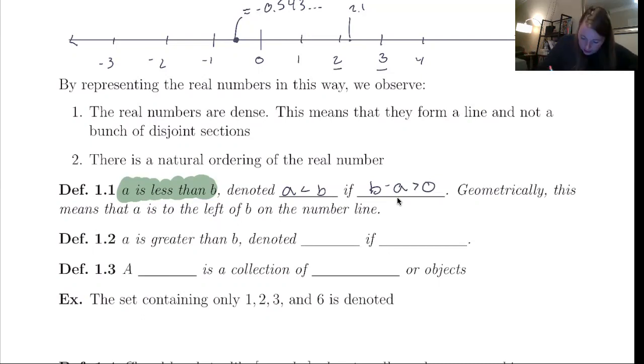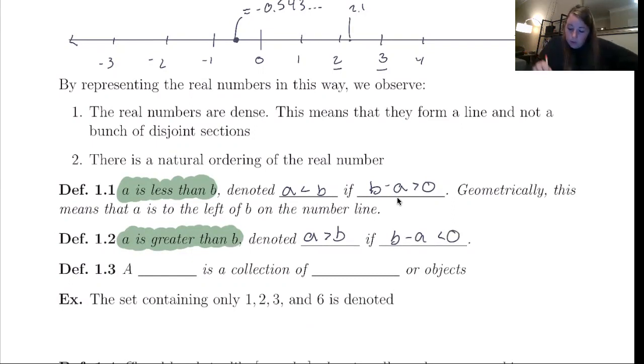Similarly, we can say that A is greater than B. That can be denoted the other way, A > B, if B minus A is, what's your guess? Less than 0. Oh, I'm writing in blue, not green. Oopsies. I'll change back. So 2 is greater than 1 since 2 minus 1. Wait.